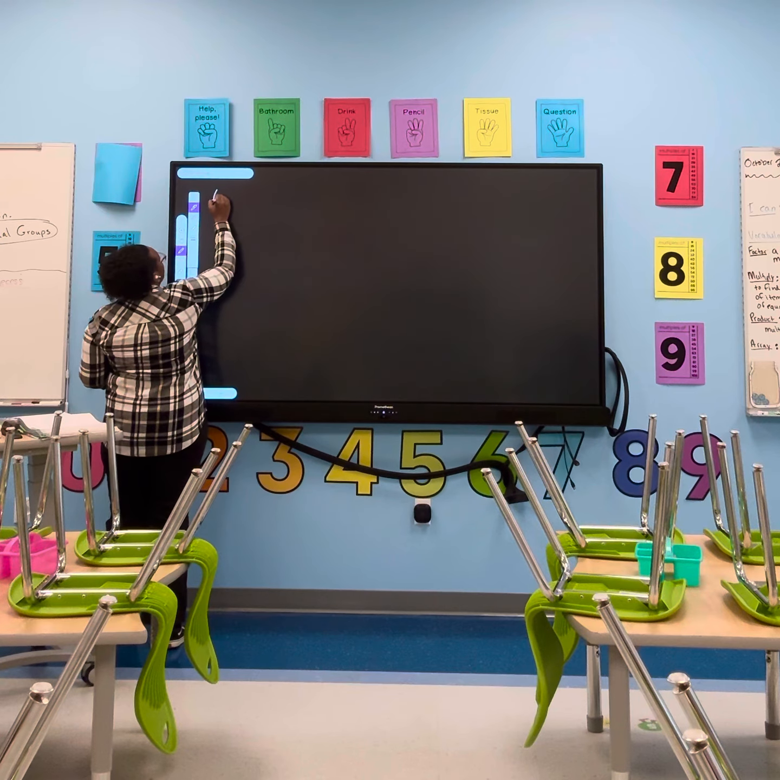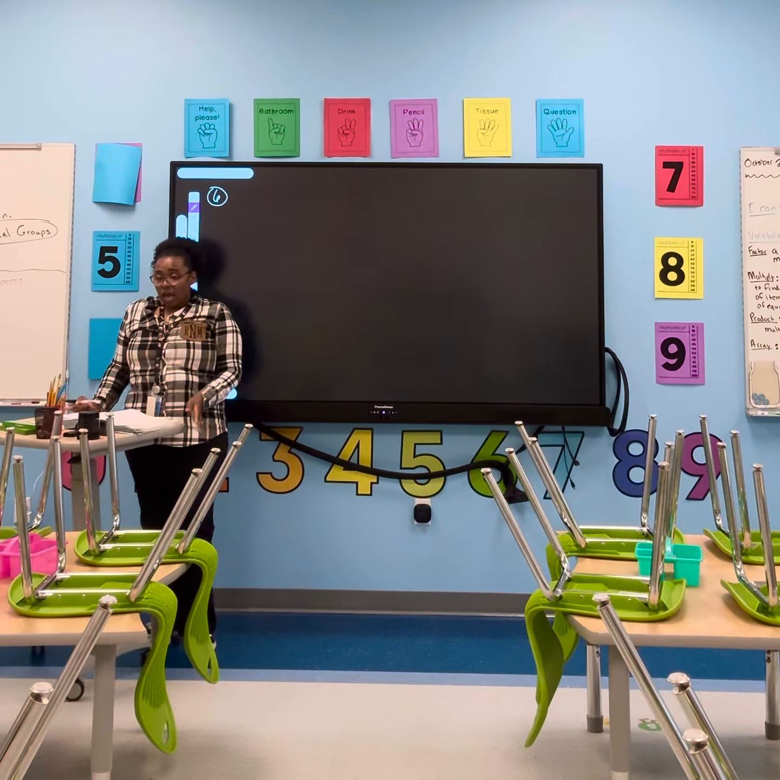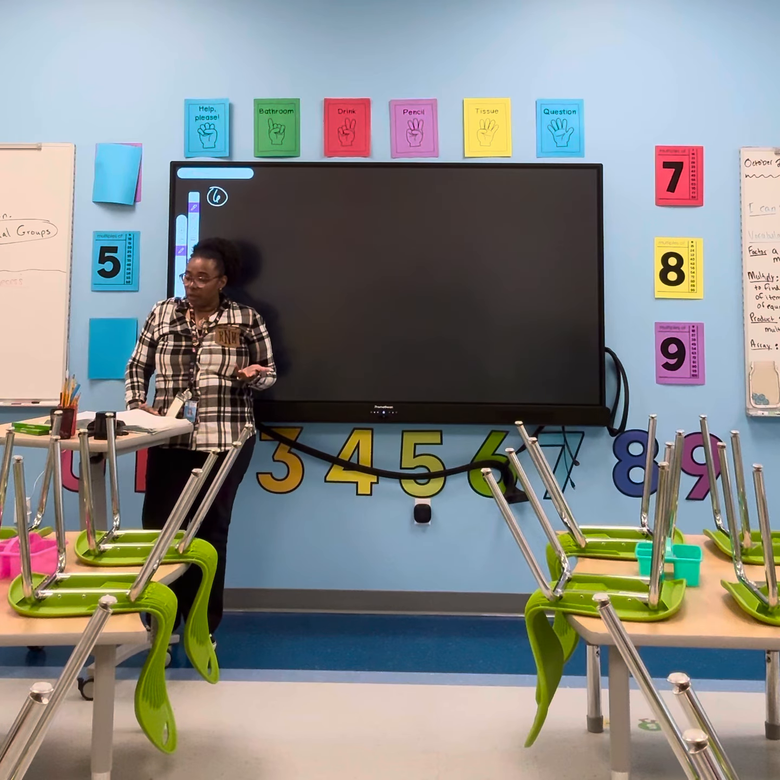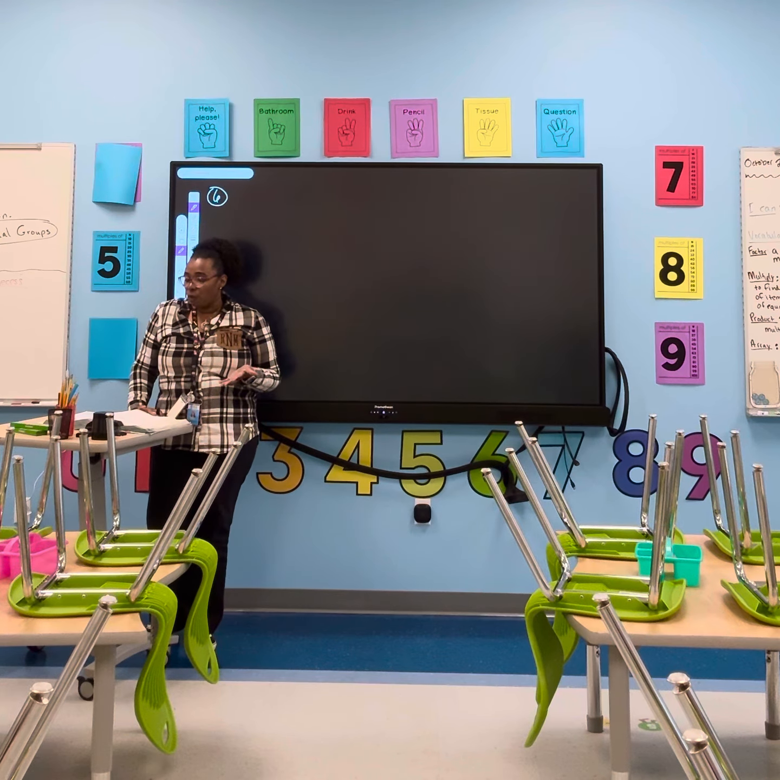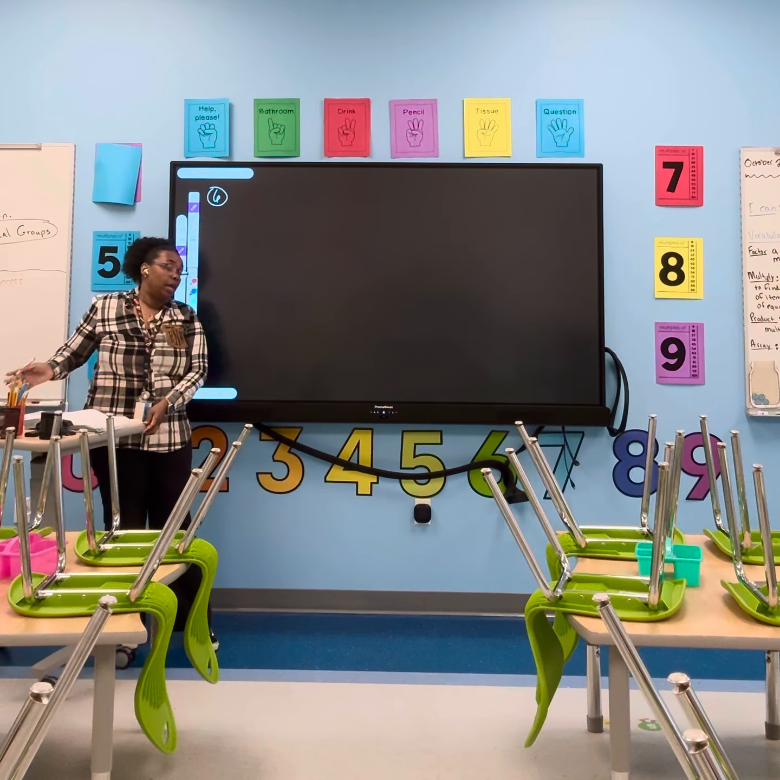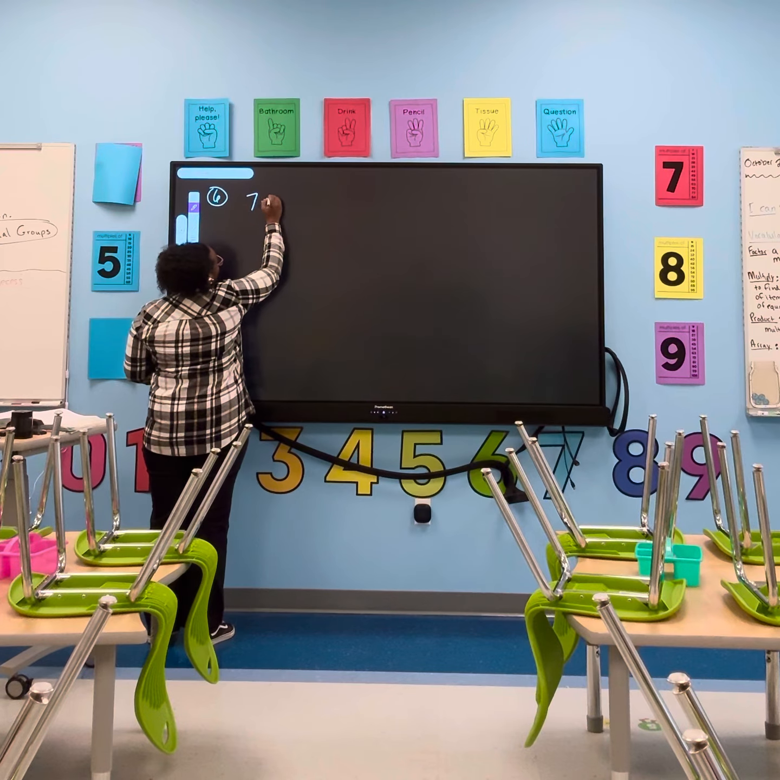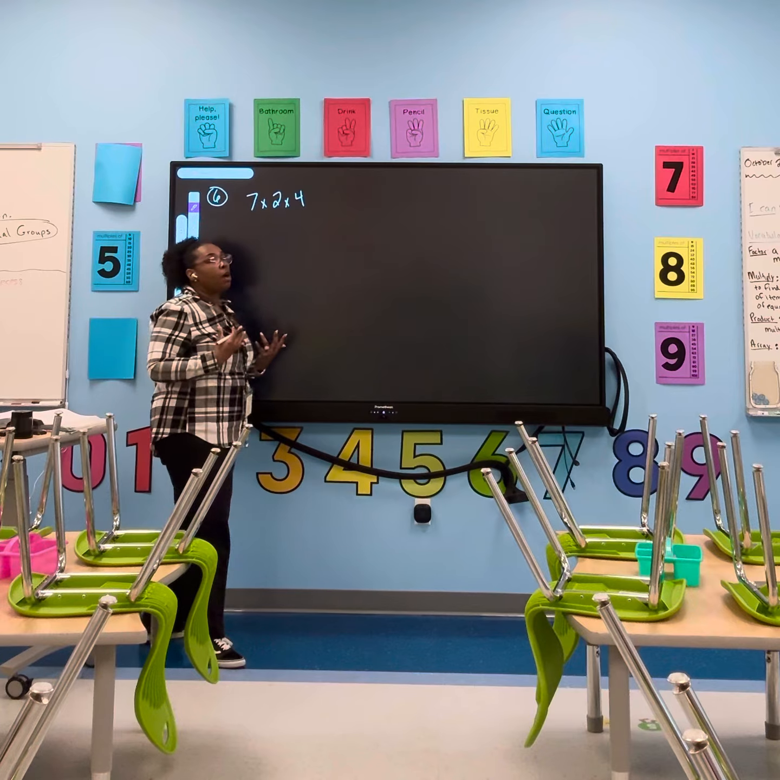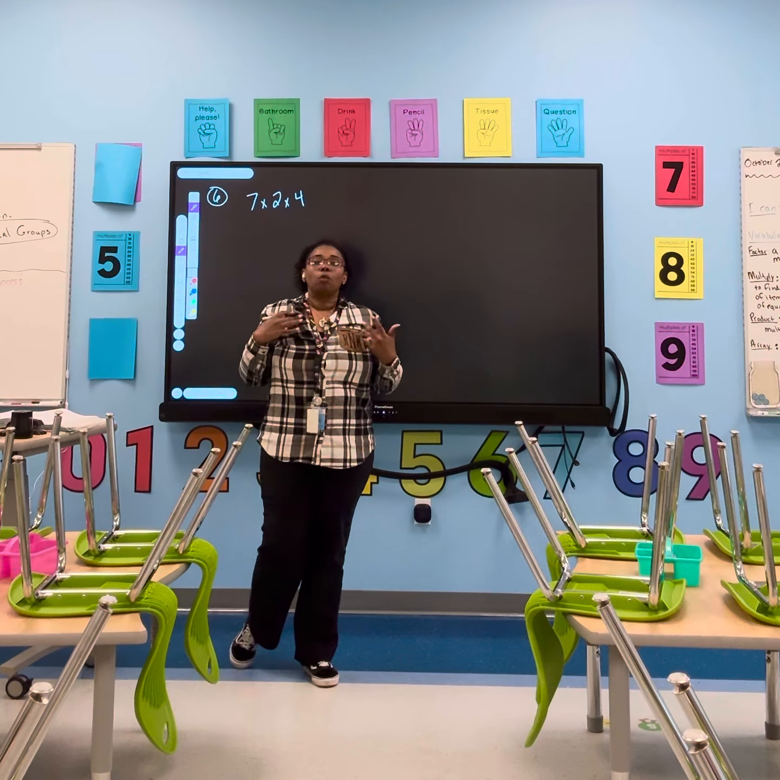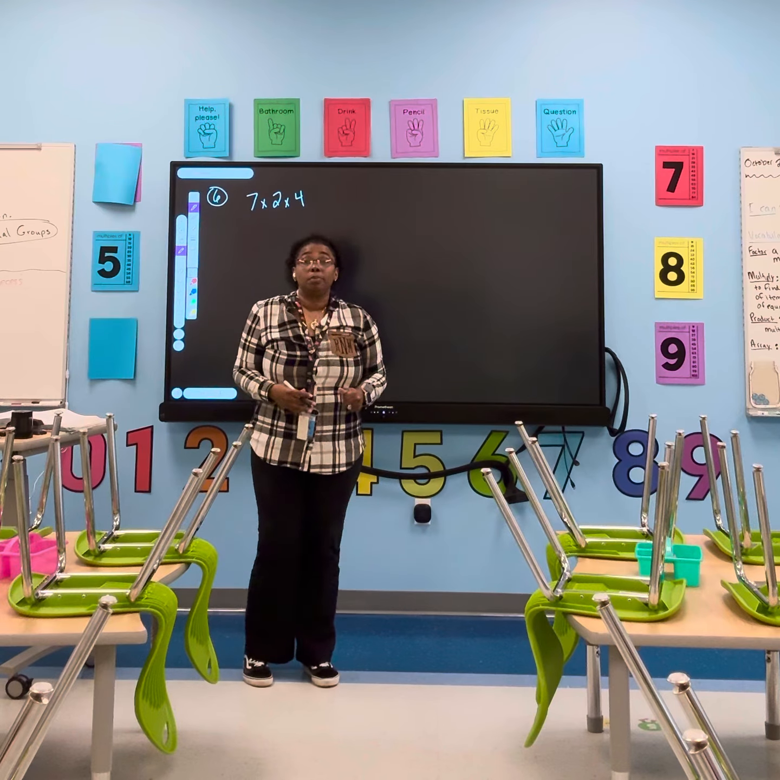So for number 6, let's read it. Number 6 says, how would you group the numbers to find 7 times 2 times 4 and why? Okay, so let me go ahead and write those numbers. 7 times 2 times 4. So they want to know how would I group these numbers and why would I pick that particular grouping? Okay, let's go ahead and jump into it.